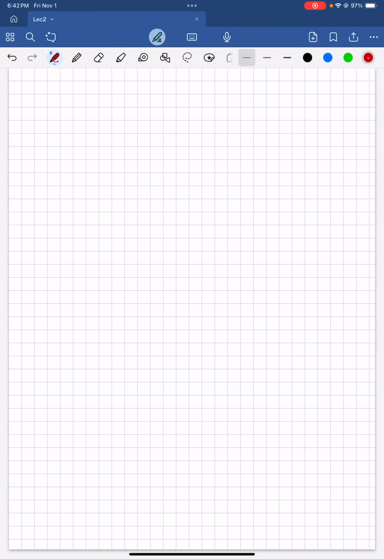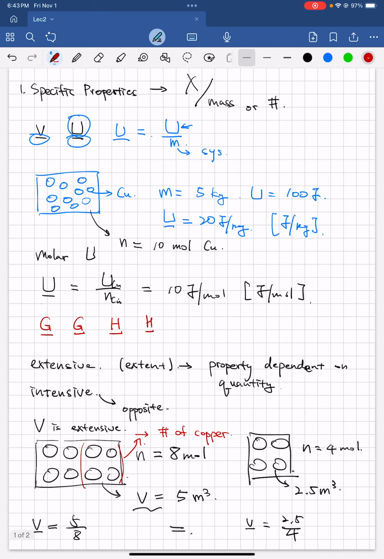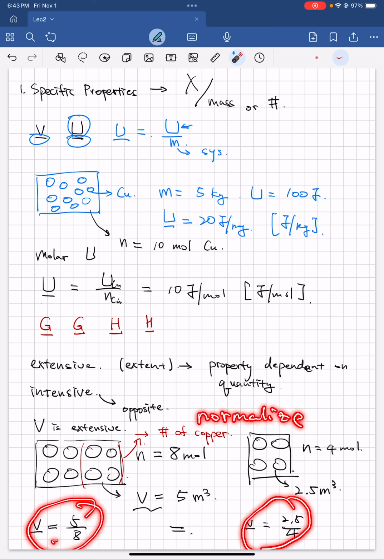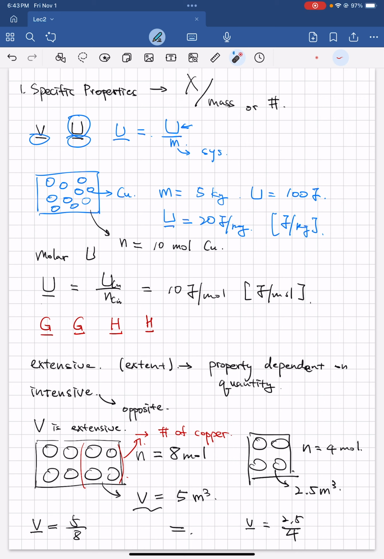And as I have emphasized many times, we are learning thermodynamics for materials, so we have to think about the intrinsic property of the material. So when you think about this case, nothing has changed other than the number of copper. So the intrinsic property of this copper doesn't change. The only thing that changed is the quantity. So you have to normalize this. So when you normalize this, you'll see that the intrinsic properties are the same, right?